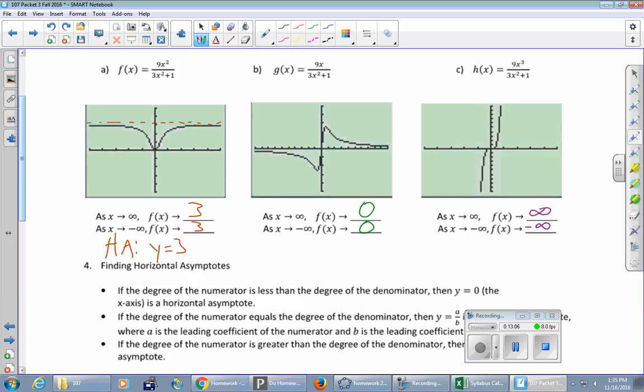For the next one is y equals 0. And the last one, is there a horizontal asymptote for this last one? No, so that's an okay answer. No horizontal asymptote.